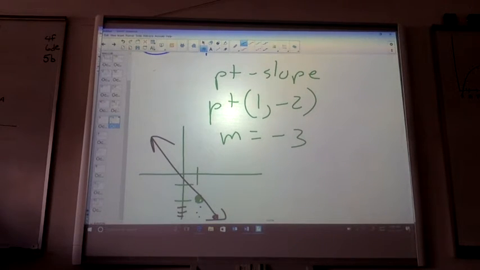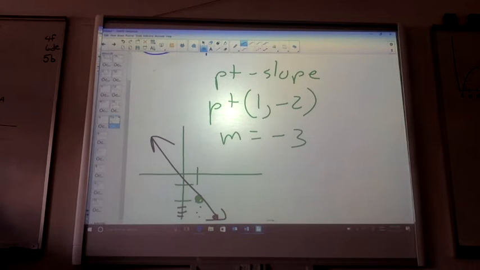Flip the page. Y equals 9. What kind of line? Straight. What kind of straight line? Horizontal. Horizontal has a slope of? 0. Yes, 0. And then 29 and 30, we have it as an inequality.